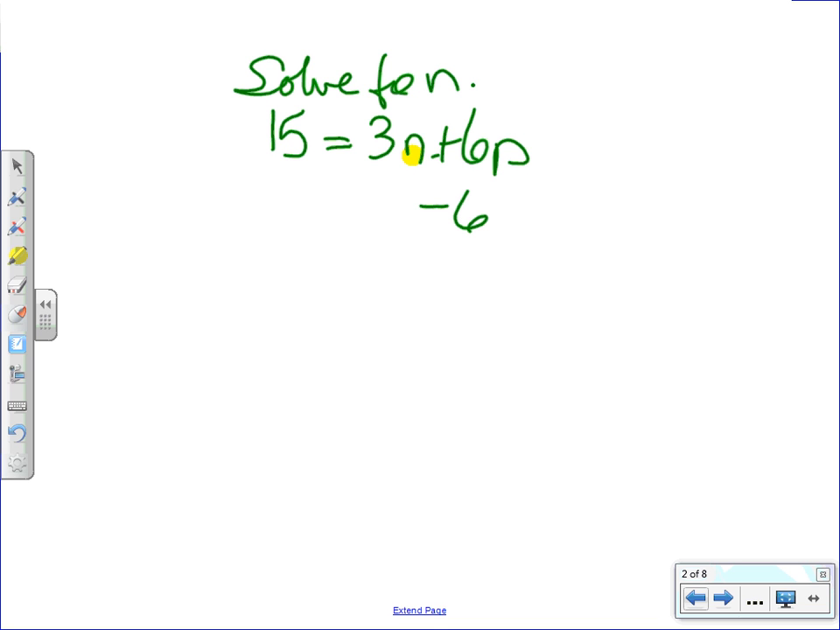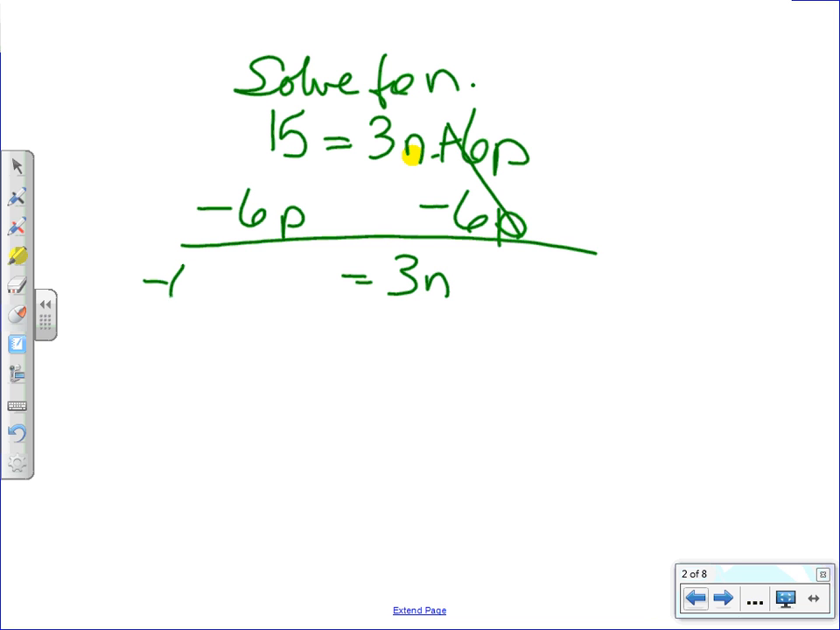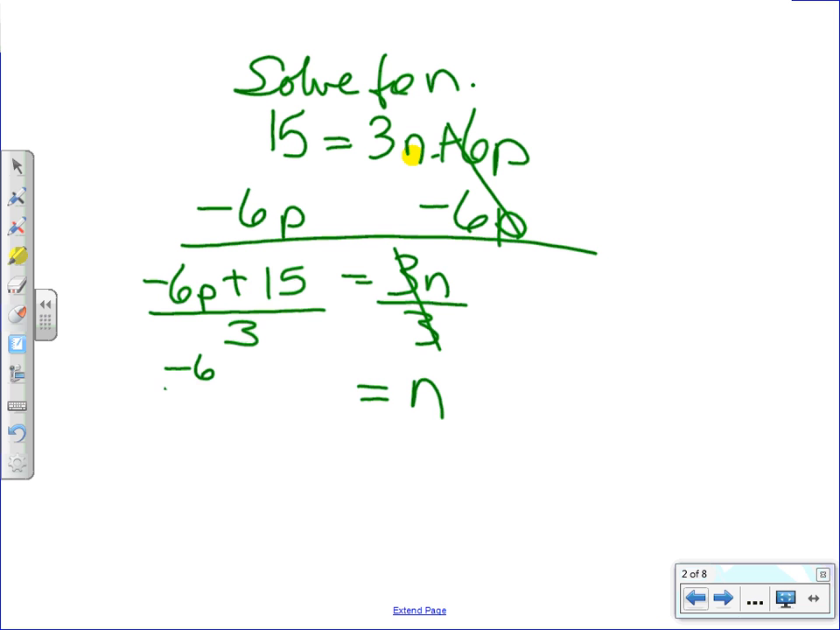So let's subtract 6p from both sides. And we get 3n equals negative 6p plus 15. Now I want to get the n by itself, so I have to divide both sides, the whole thing, by 3. Cancels out. n equals negative 6 over 3p plus 15 over 3. Negative 6 over 3p is a negative 2p plus 5 equals n.